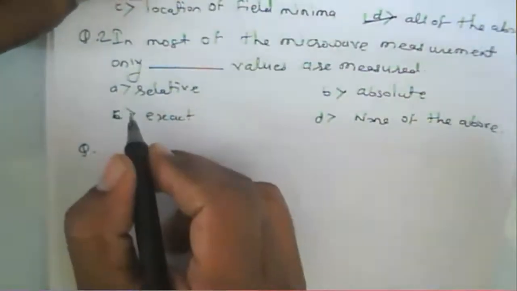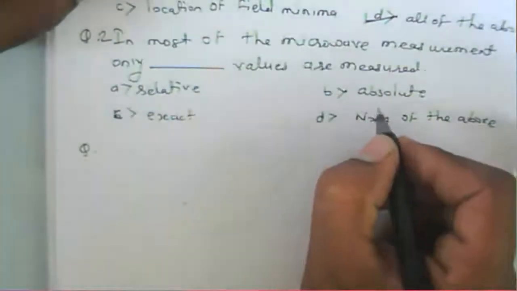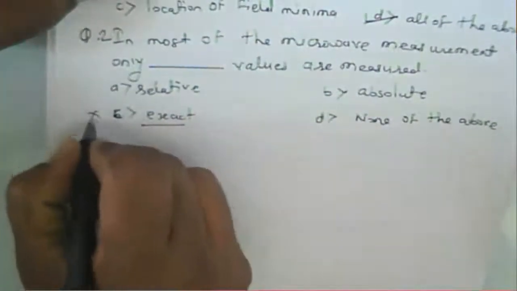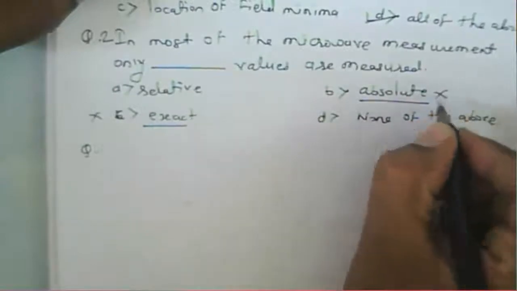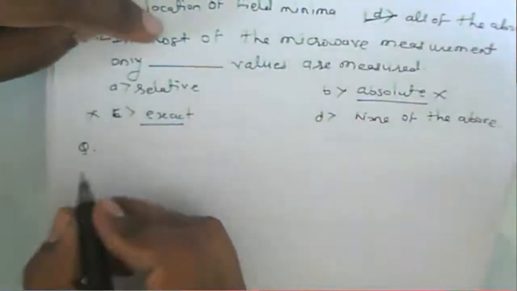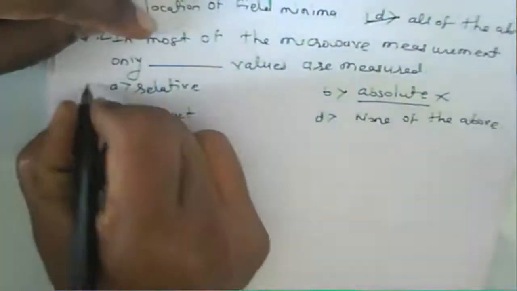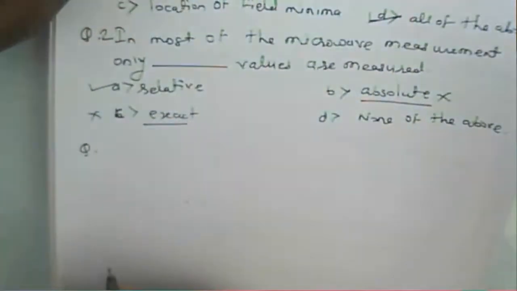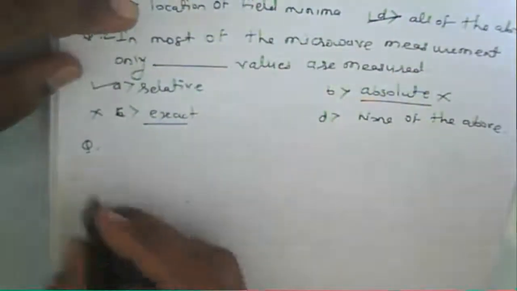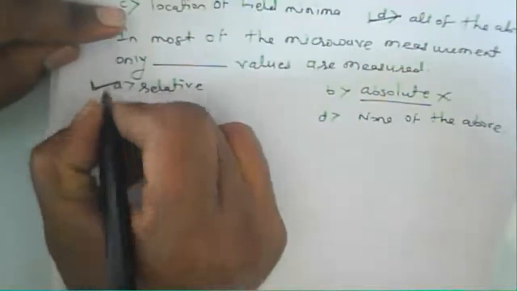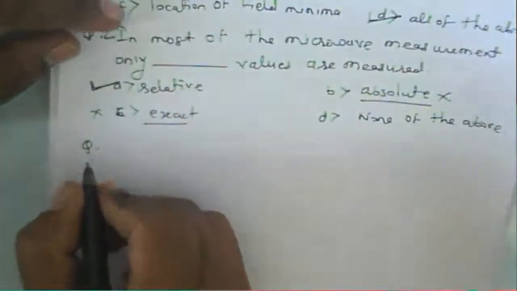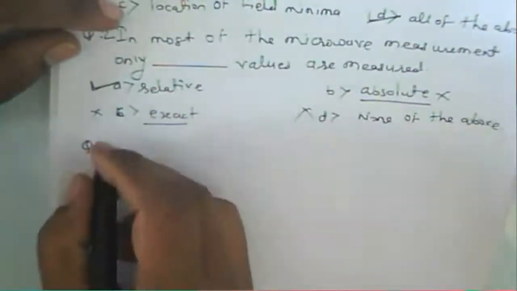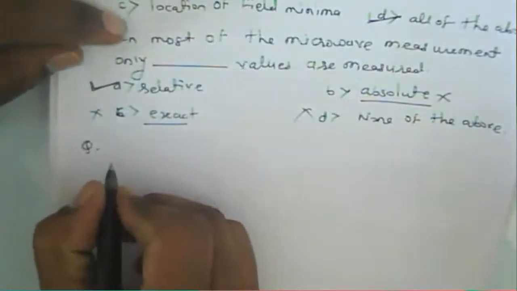Now this is about the micro measurement. We will not get exactly the values we have, so this one is wrong. We will not get the absolute values either, so that is again wrong. Whatever measurement we get will be the relative one in the micro measurement. So the answer for this is A.